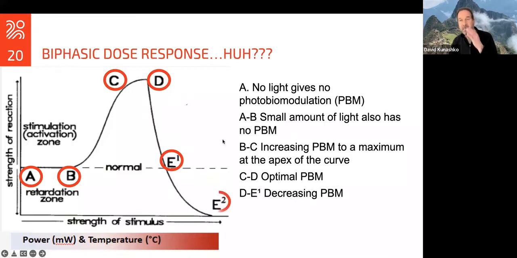So that's, in a sense, the whole adage of, is more better? In the case of photobiomodulation, a lot of excessive light is actually not going to give you the benefit that you think it's going to. So you do need to have a proper dosage.